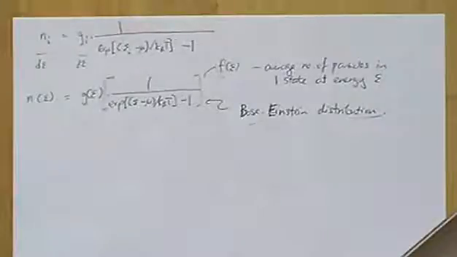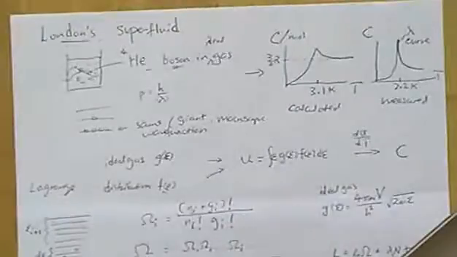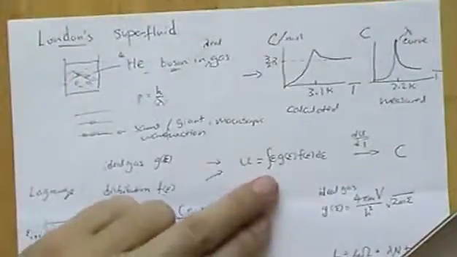Now let's remind ourselves what we started off doing. Let's go back here. We wanted to find the heat capacity, and we know that we can do it if we know the total energy. So really, this is what we're after. So let's write down what we have and see what we can do with it to get our heat capacity.